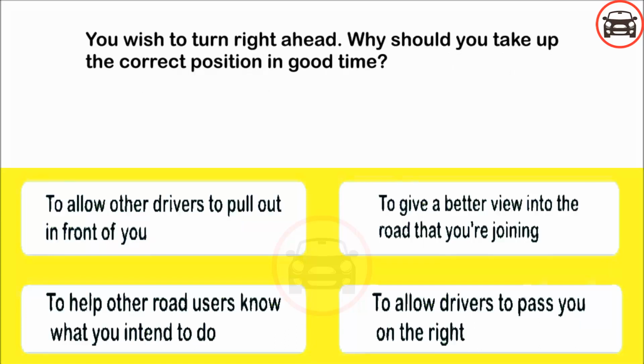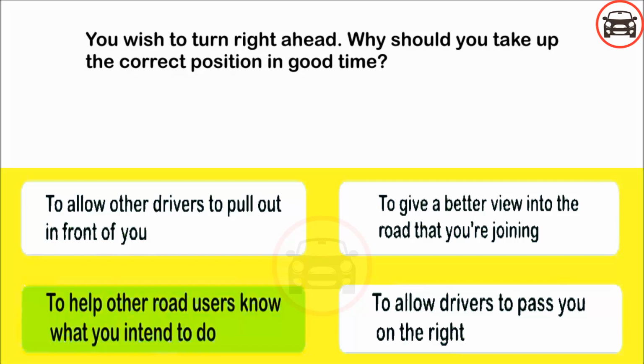You wish to turn right ahead. Why should you take up the correct position in good time? To allow other drivers to pull out in front of you. To give a better view into the road that you're joining. To help other road users know what you intend to do. To allow drivers to pass you on the right. To help other road users know what you intend to do.